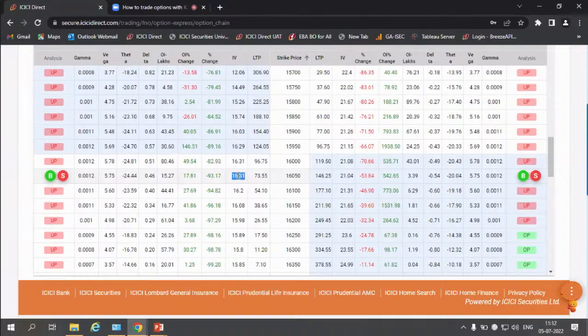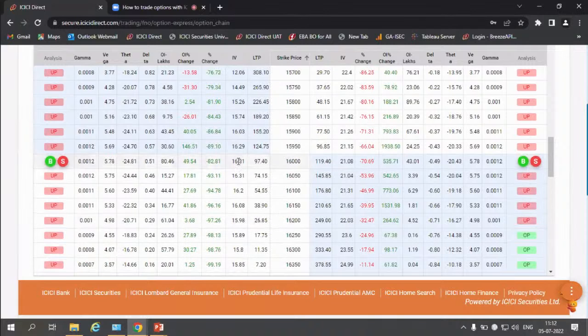So what it means is, for 16,000, if implied volatility increases by 1%, so from 16.31 if it goes to 17.31, the price of this option, which is showing 97.5, will increase by 5.78. So that's what it means.